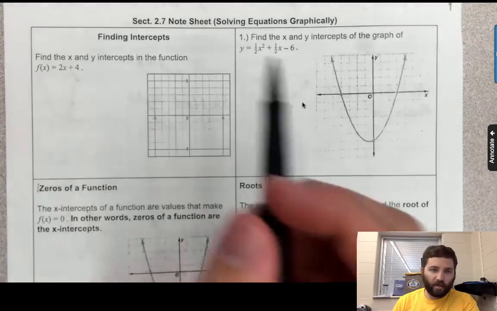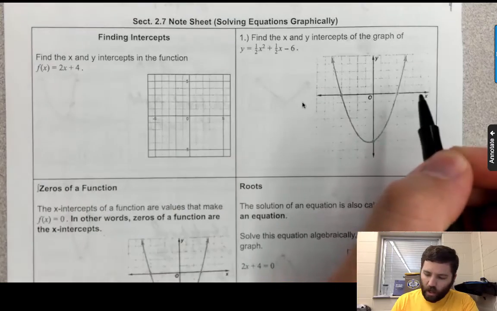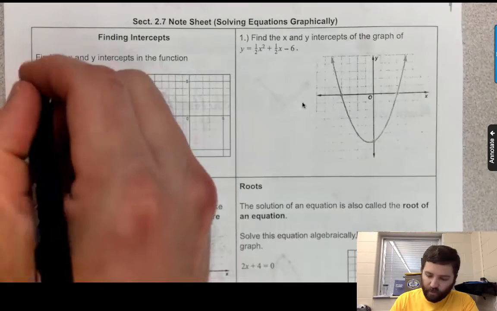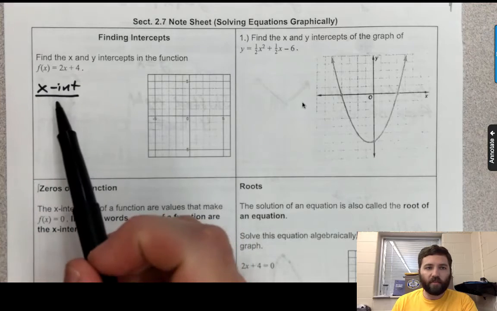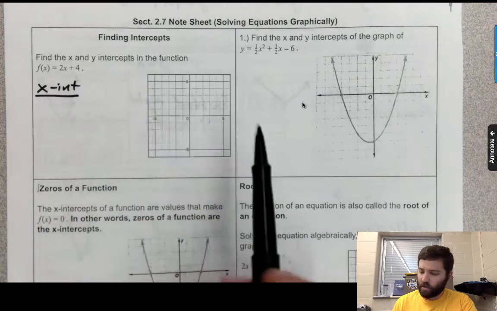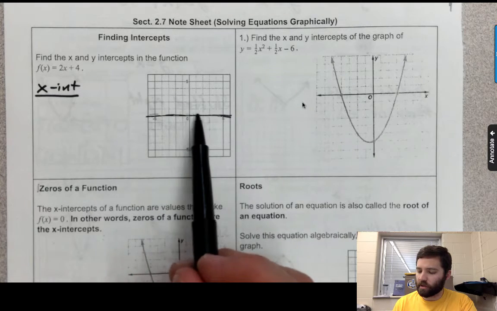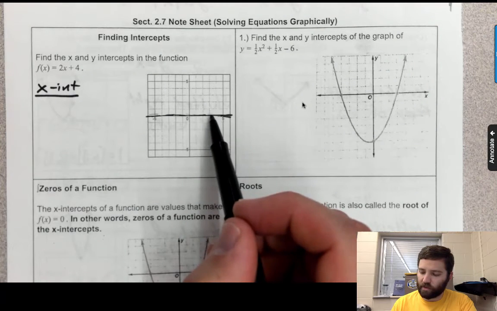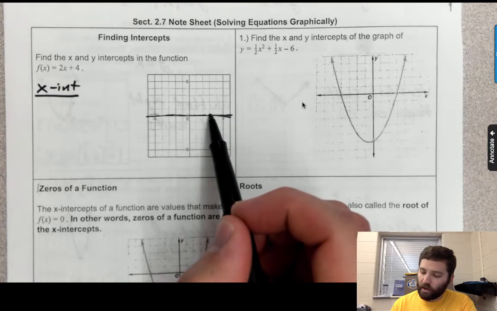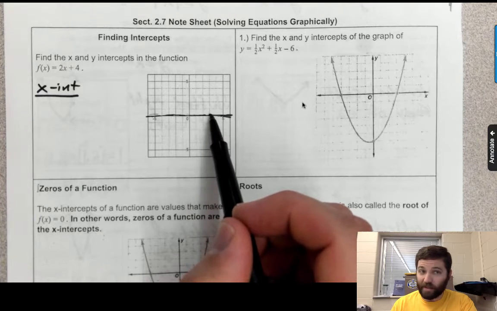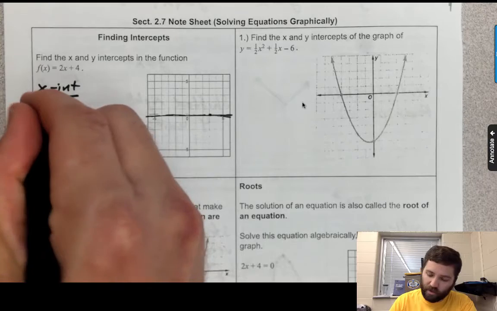To find the x and y intercepts in a function, you've probably done this at some point, maybe in Algebra 1. The x-intercept will occur wherever y is 0. So if you think about, here's the x-axis, right? Whenever y is 0, the graph will be crossing the x-axis. So for instance, if the x-intercept was at (3, 0), suppose it was there, then the x-intercept would be (3, 0). That is, y would be 0. So in order to find the x-intercept, you need to set y equal to 0.